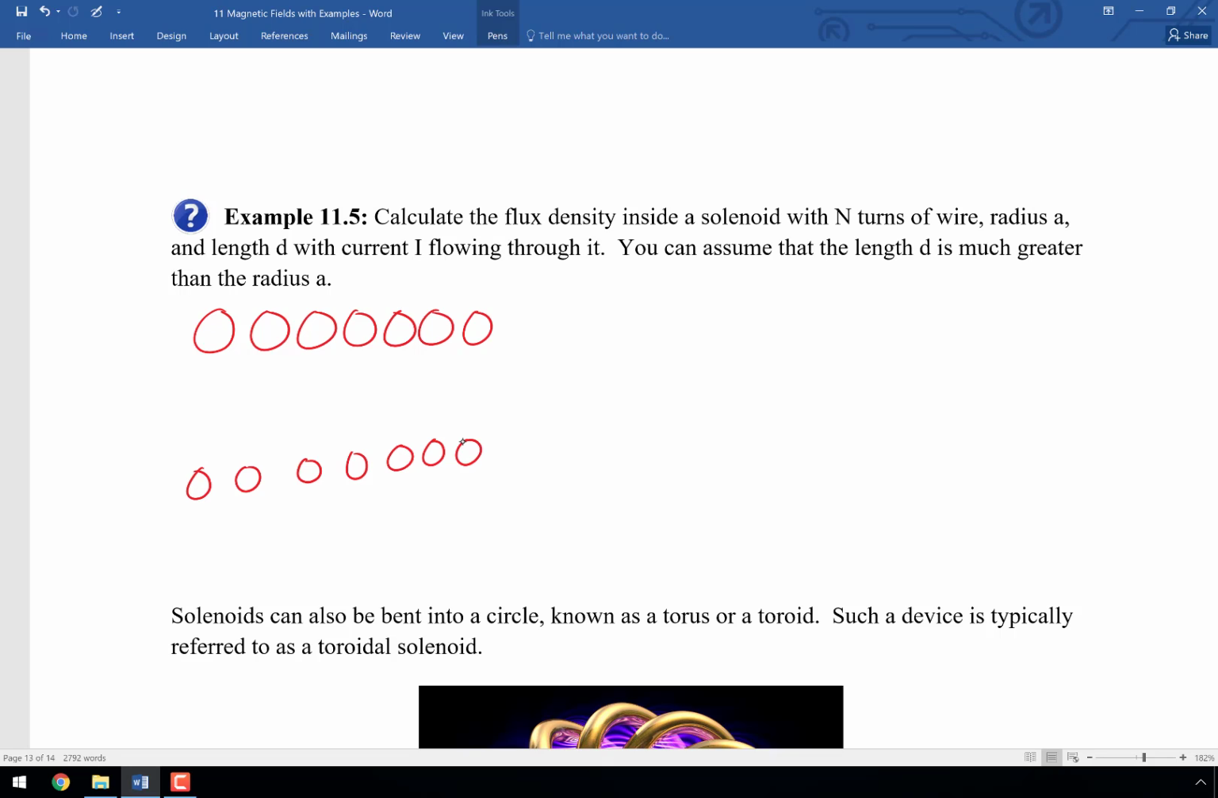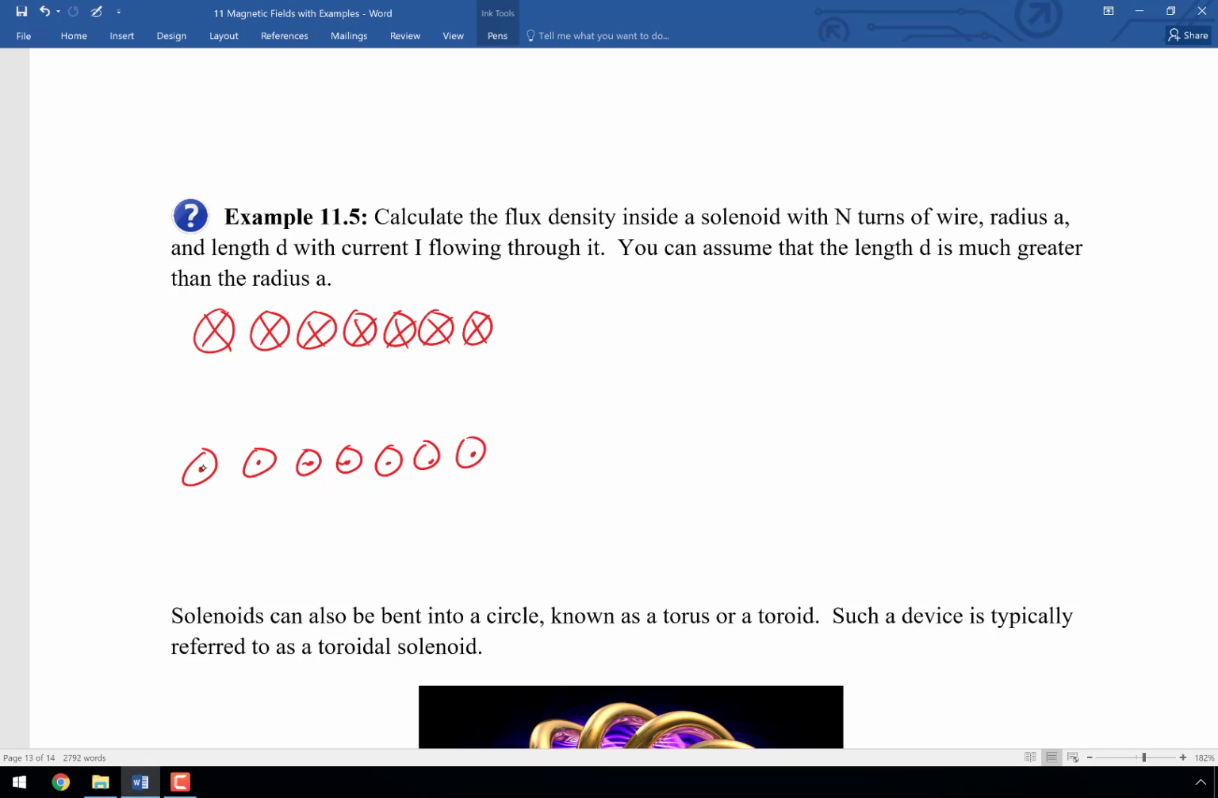Sorry, that's not a very good artist rendition. For these, I'm going to have the current going into the page, and for these, I'm going to have the current coming out of the page. You know what? That's not good. I need to do that better. Okay. So we have currents going into the page and currents coming out of the page.